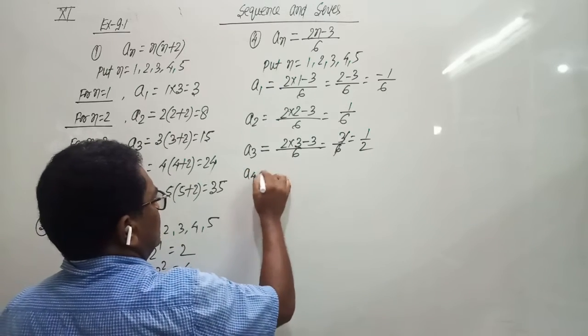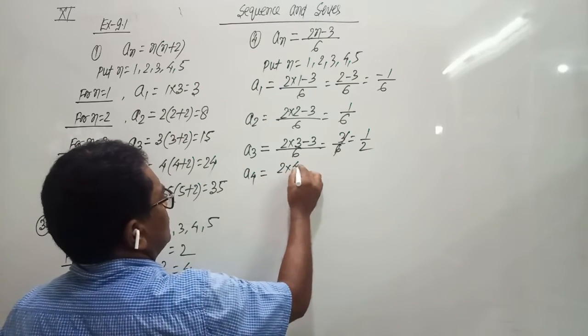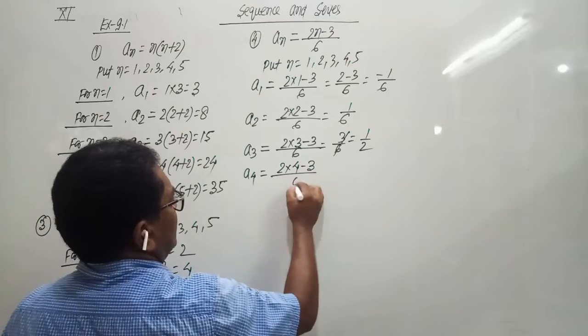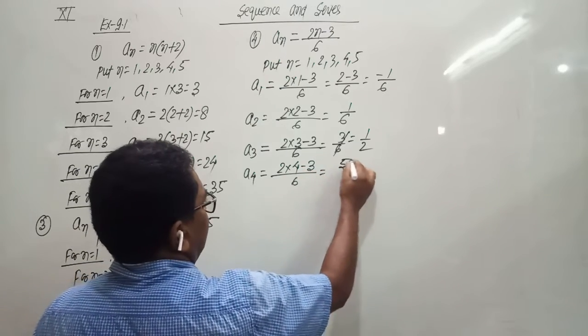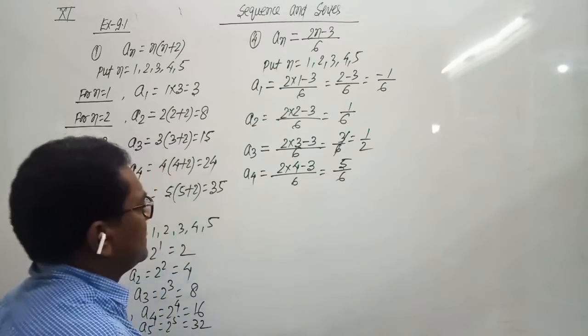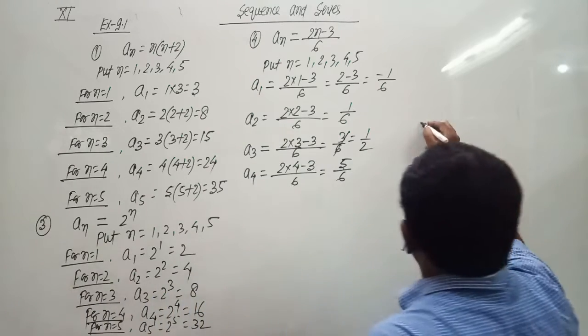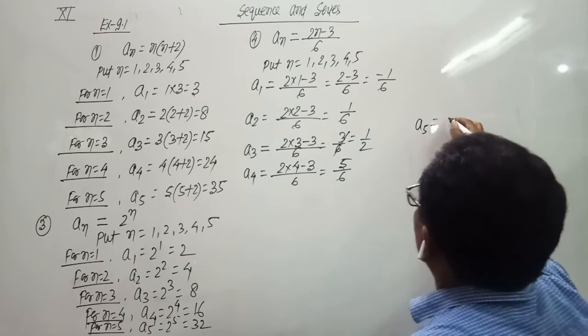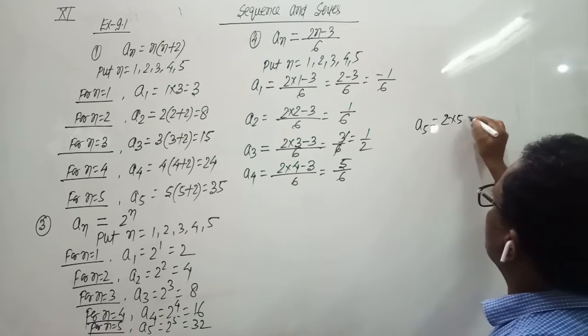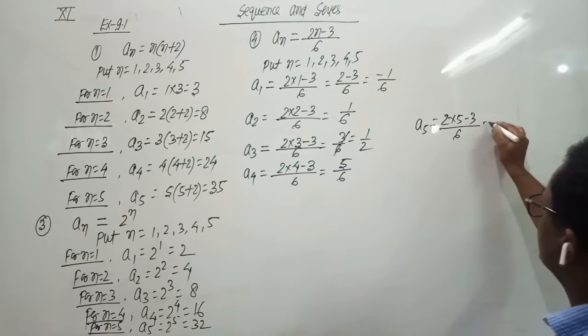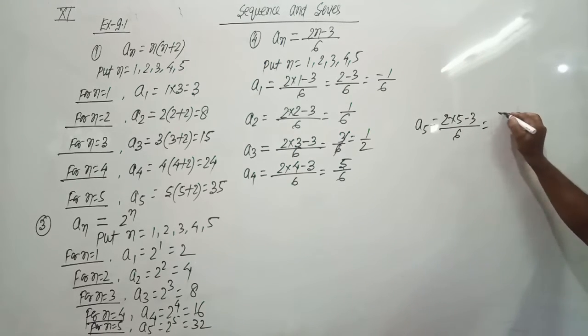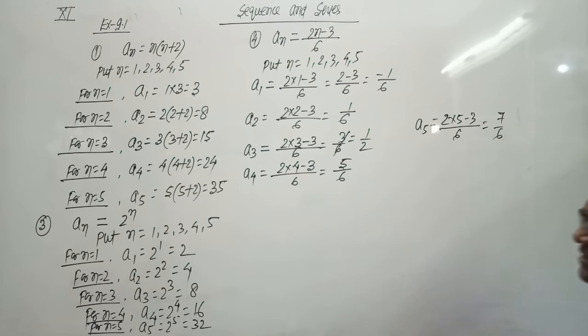For n equals 4, a4 equals (2 into 4 minus 3) upon 6, 8 minus 3, 5 by 6. And a5 equals (2 into 5 minus 3) upon 6, that is 10 minus 3, 7 by 6.